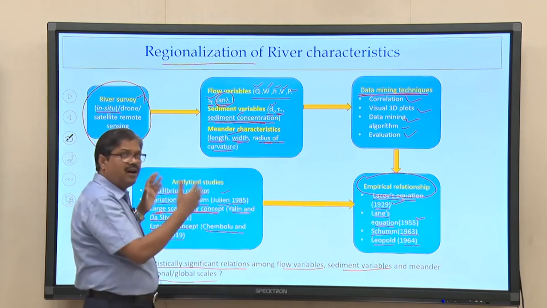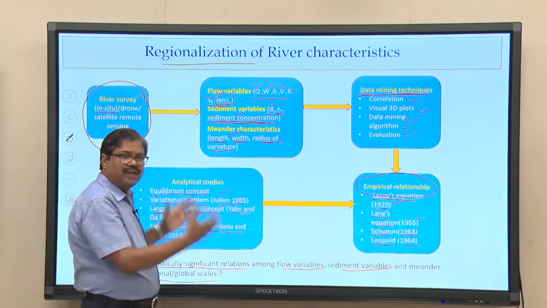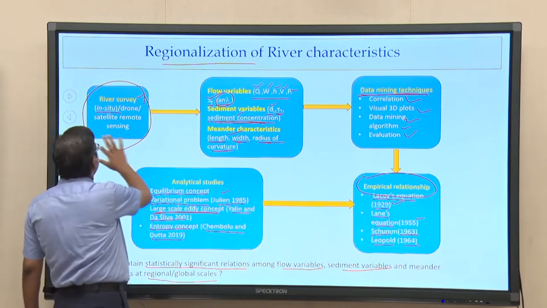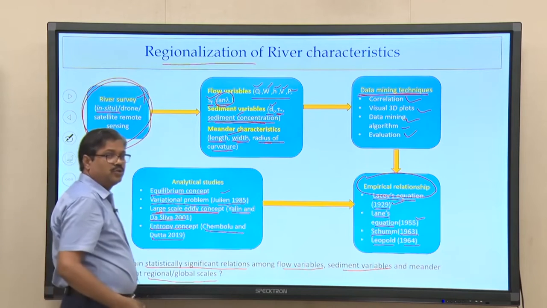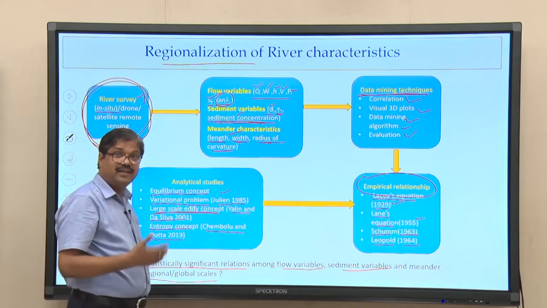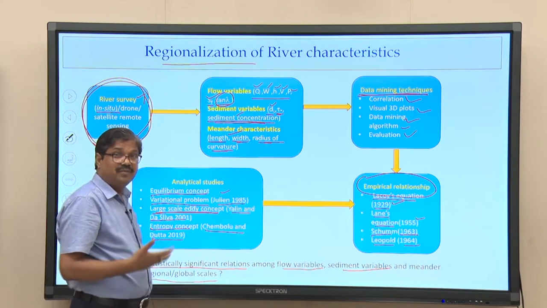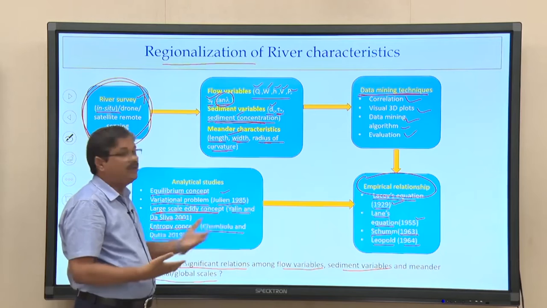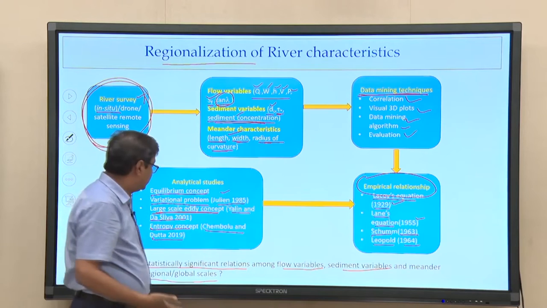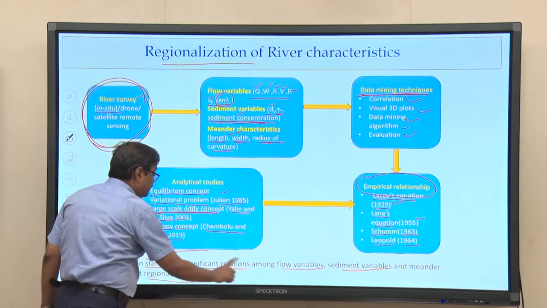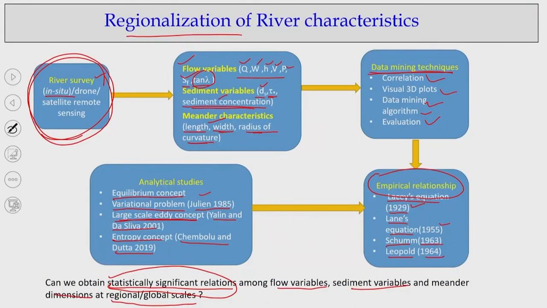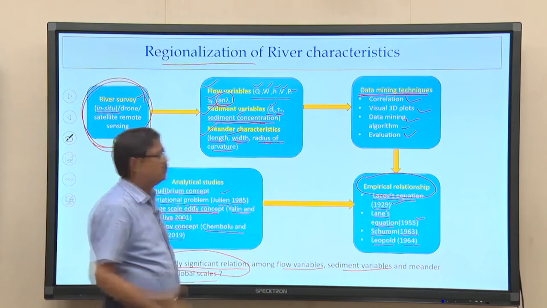But if you look at it as a summary, what we are understanding is that we need to have a river survey. We should have quality river survey data, that is what matters to us. If the data is not quality data, we can land up with empirical equations which are not statistically significant. We should identify the variables: flow variables, sediment variables, meandering characteristics, and much more.